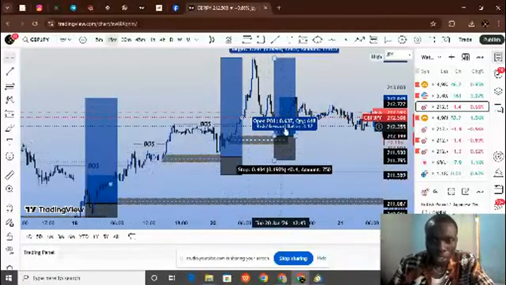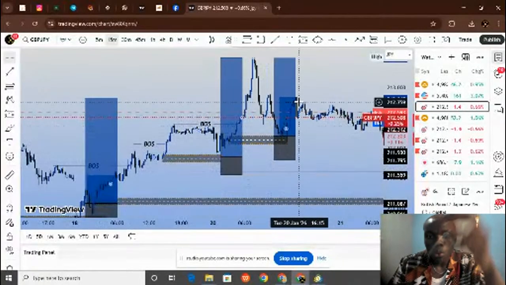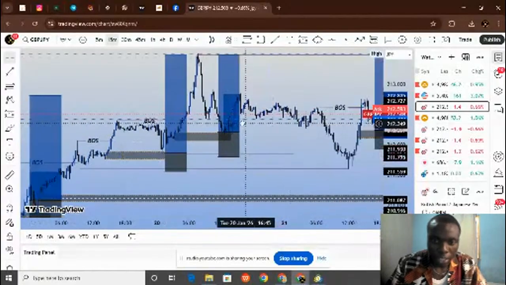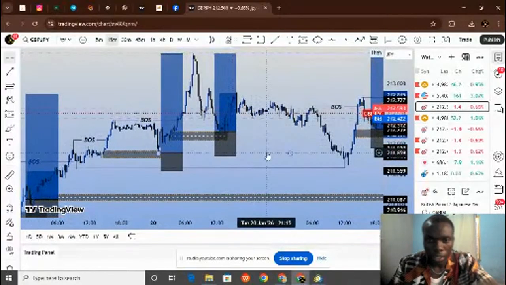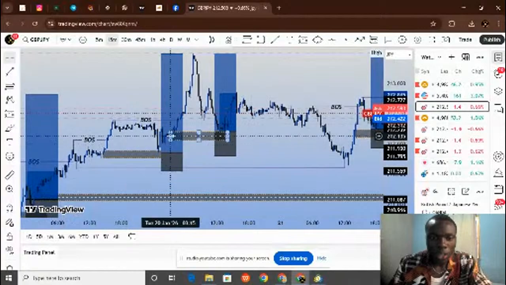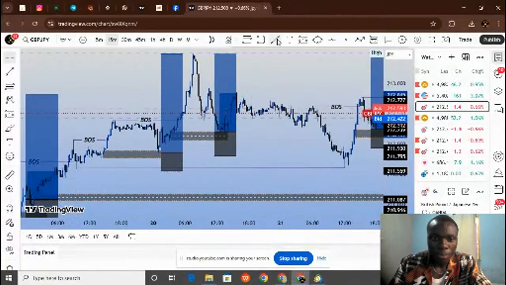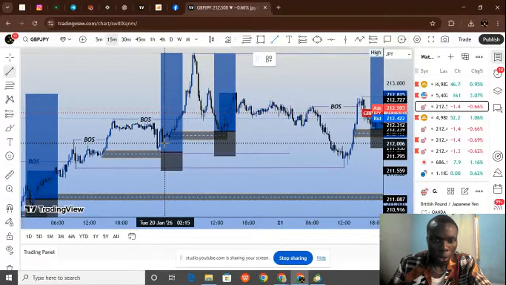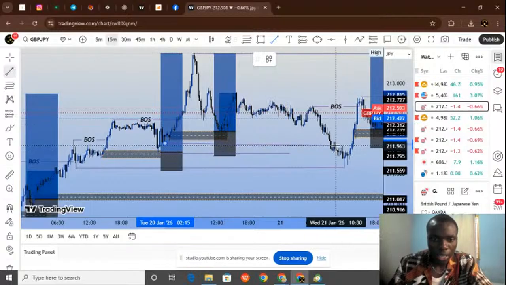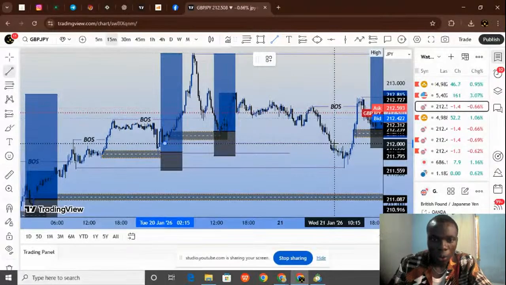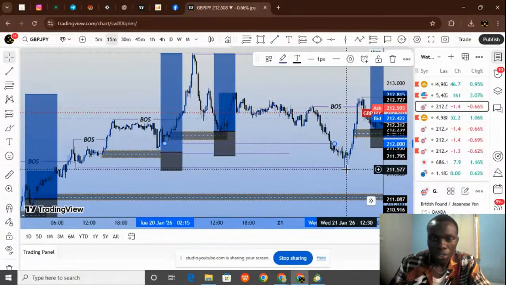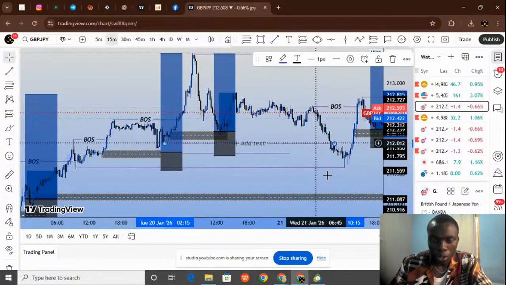So I entered this one. This is the trade I entered and it went in my direction a bit. I was in profit and this is what happened. It came back and immediately I saw it crossing this particular low here, I cut out. I didn't let it take me out on this particular stop loss because it would be much. So I cut my loss here.